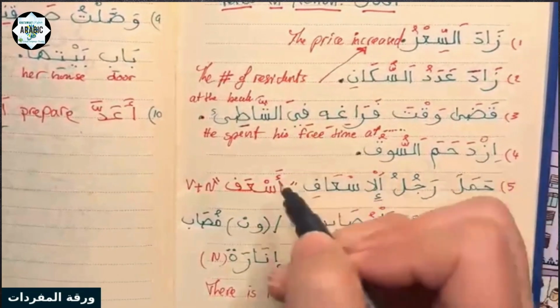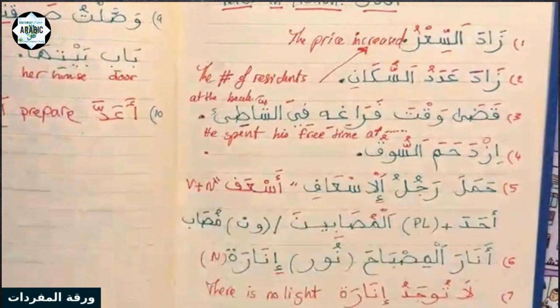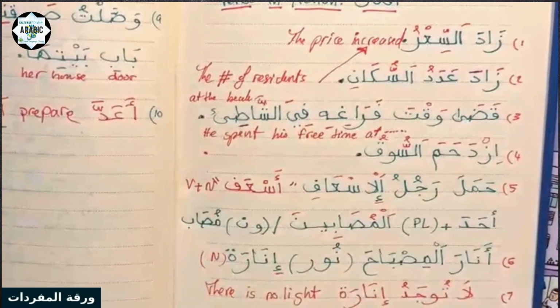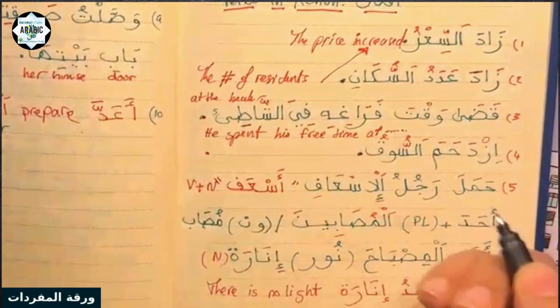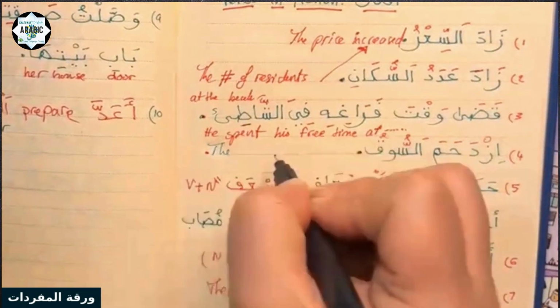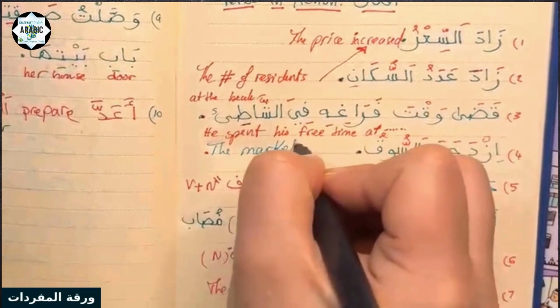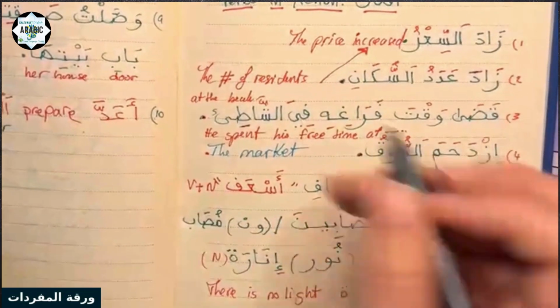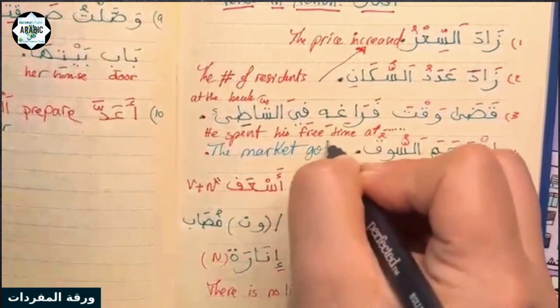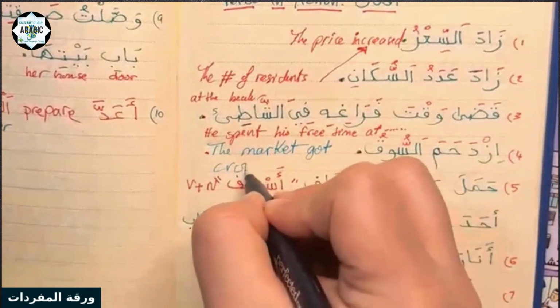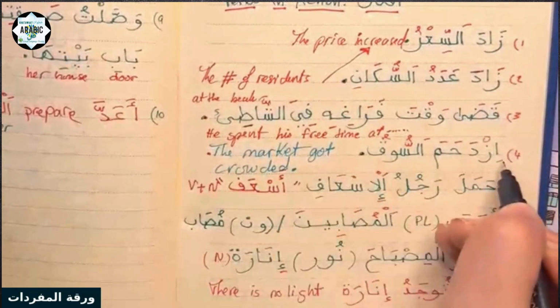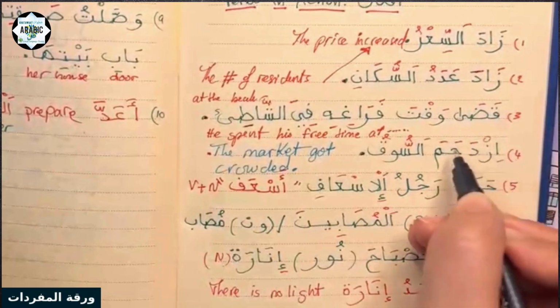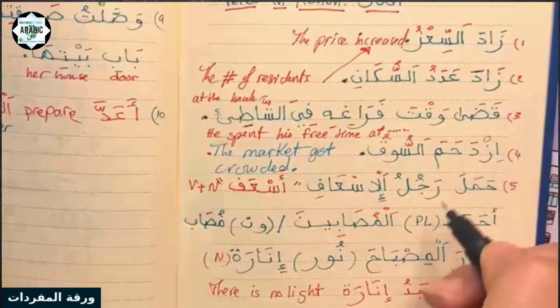ازدحم السوق. The market. To make it easier for me to read, I'll just put a different color so I don't confuse myself when I read. ازدحم السوق. The market. What happened to it? ازدحم, got crowded. And I'm using got crowded to remind me of the fact that this is ازدحم, افتعل pattern.